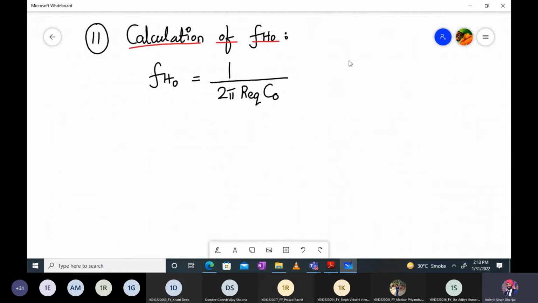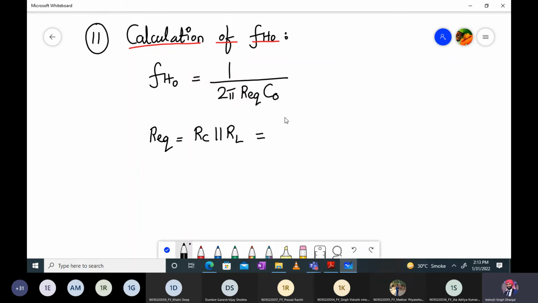Now we have to find R equivalent quickly. So I am just writing down the values. You can calculate it later. So R equivalent is RC parallel to RL. RO was not given, so RC parallel to RL, and this comes out to be 1.419K. You can cross check the answers later. Over here, RC value was 4K and RL value was 2.2K.